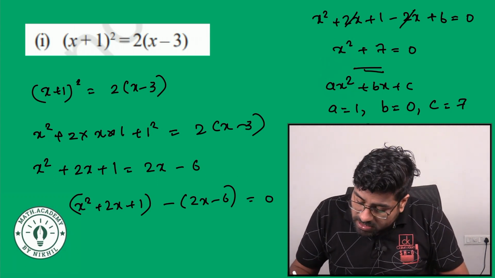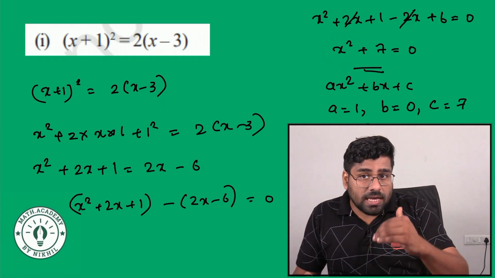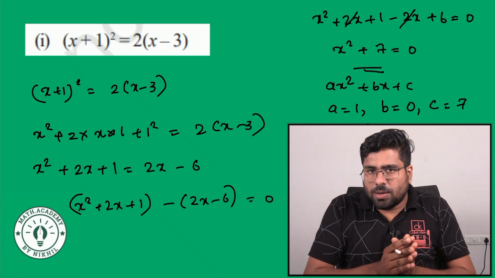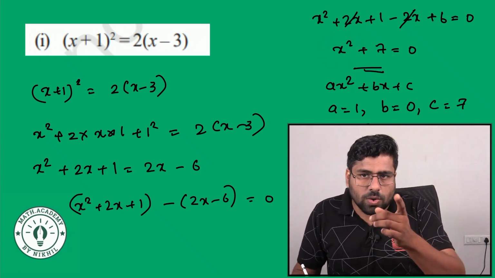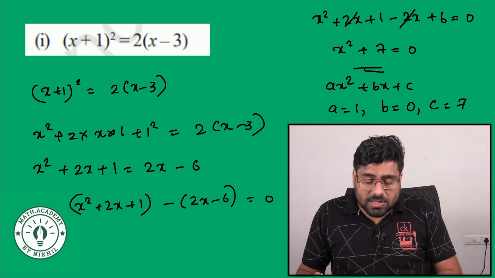If this was an expression in which you don't have an x square term, and instead the highest exponent of the variable happens to be 1, then that would not be a quadratic equation. But in this case, you can see you are having x square, so we can say this is going to be a quadratic equation. Clear, everyone? Shall we move on to the next question?